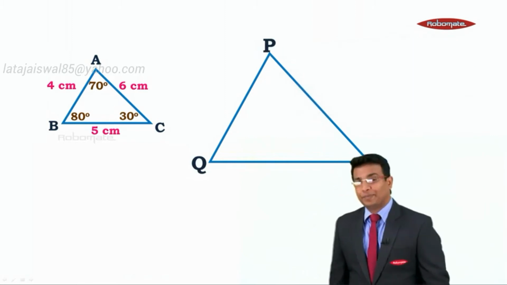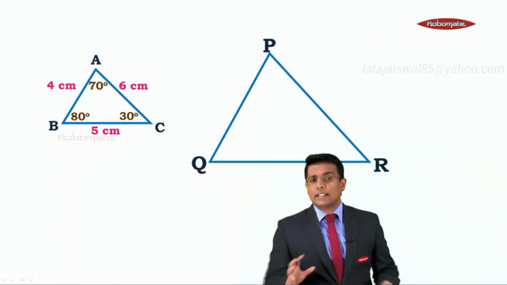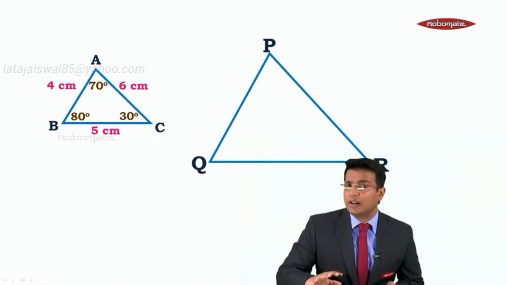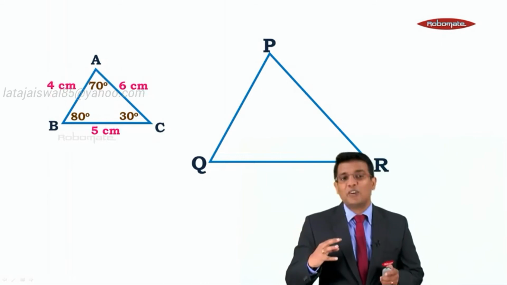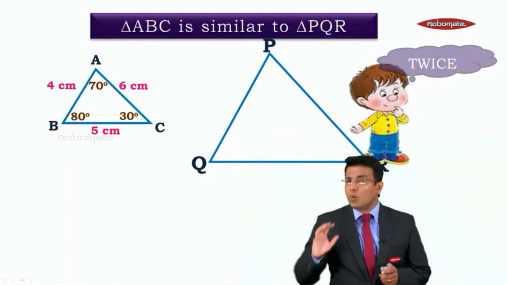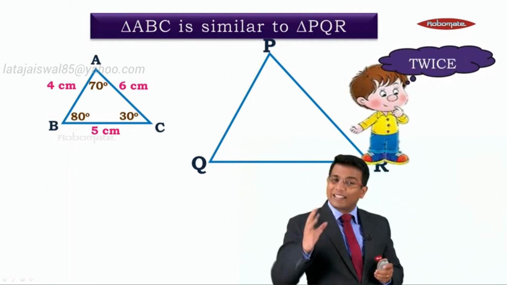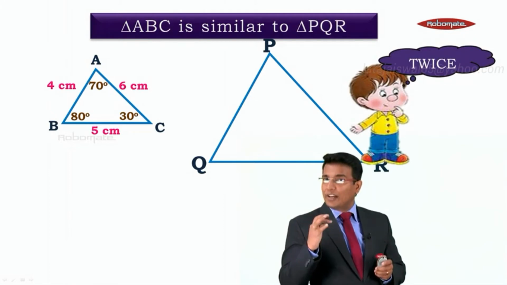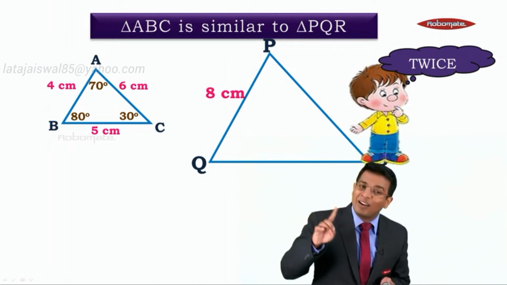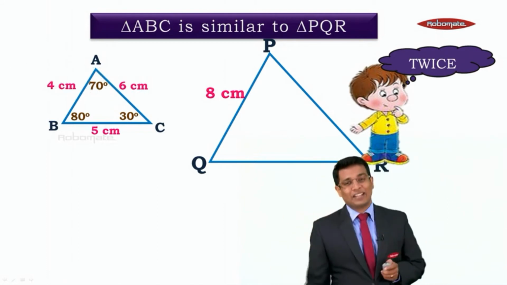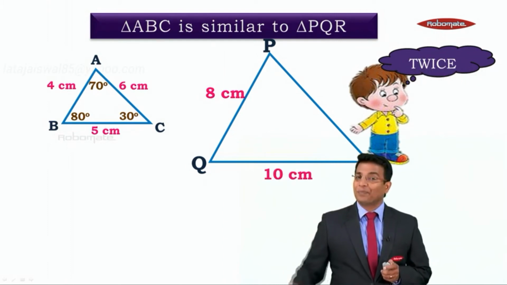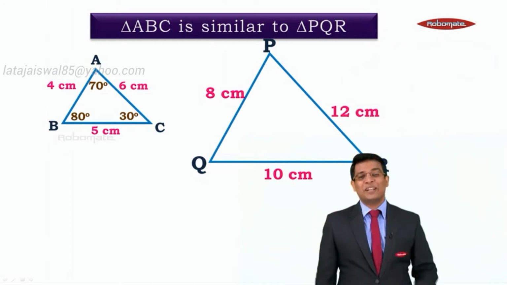Now observe, students. What happens to the sides? The length of AB was 4 centimeters. So here in this triangle, it has to be doubled. It is magnified twice, right? So AB is 4. Which side is going to be doubled, meaning 8? It will be PQ, QR or PR? It has to be PQ because it is the corresponding side, the matching side. Remember that. So if BC is 5 centimeter, QR will be 10 centimeter. AC is 6 centimeter, so PR will be 12 centimeter.